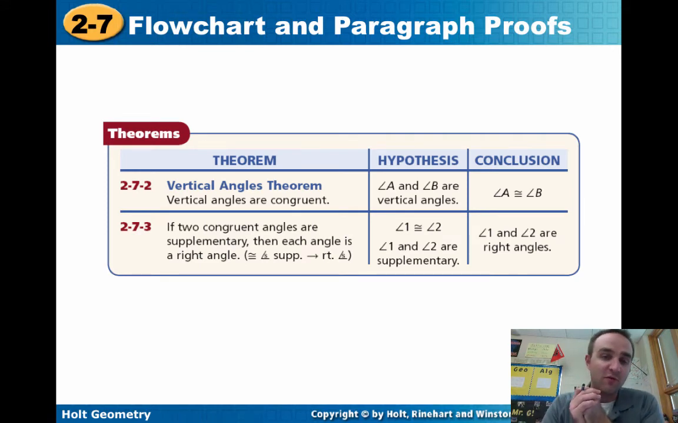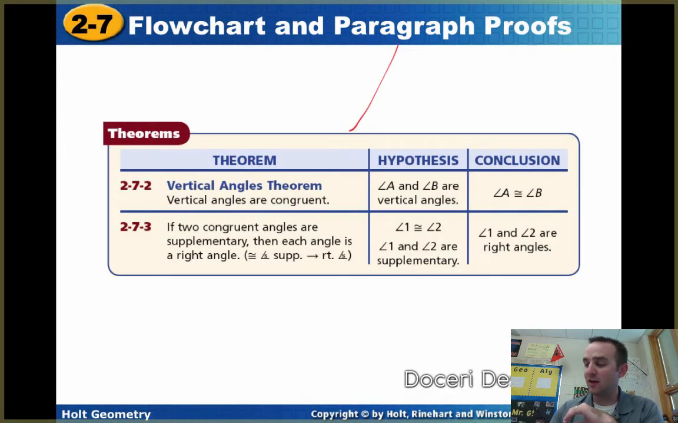Moving on, a couple more theorems. Vertical angles theorem, this is something you've already known. Vertical angles are congruent. So if we're looking at vertical angles, if we have vertical angles here, we know that vertical angles are congruent. We could also say that these are congruent. So opposite angles and those lines crossing, vertical angles are congruent.